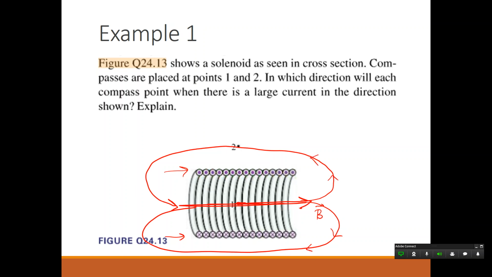Now the question asks, what happens if you were to put a compass? With a compass, where does it point to? Okay, it points towards the magnetic south, exactly. So if I put a compass here, it's going to point towards that. Remember that magnetic field lines go like this, north to south. So this is the north, and it would be pointing this way. If I had one here, it would be pointing that way.